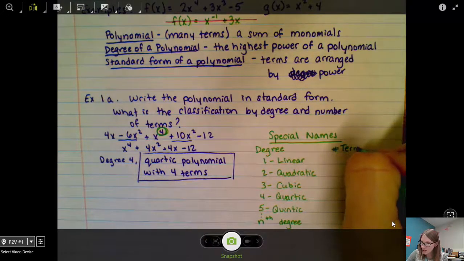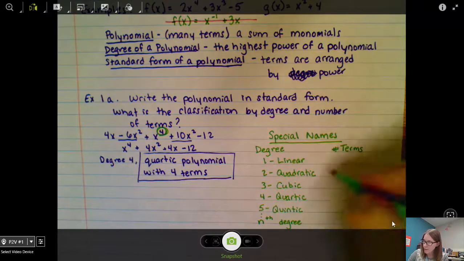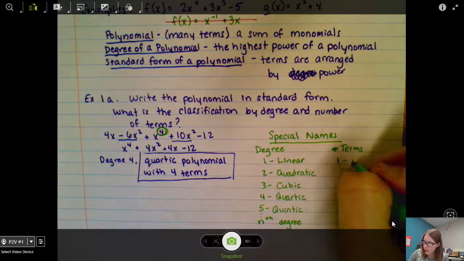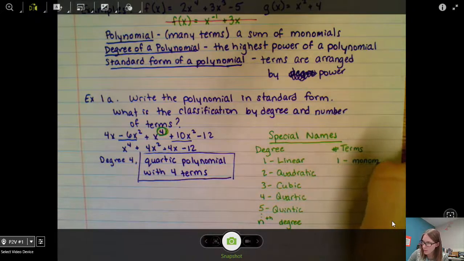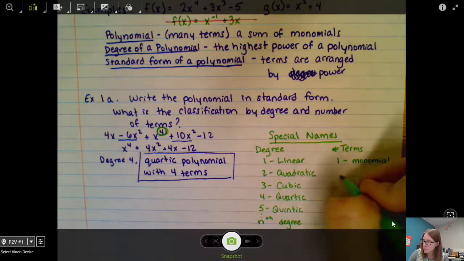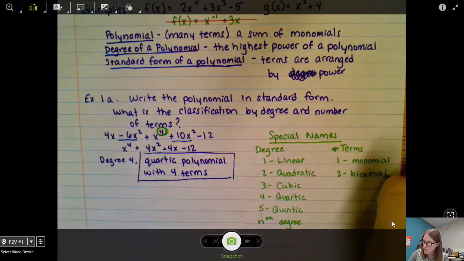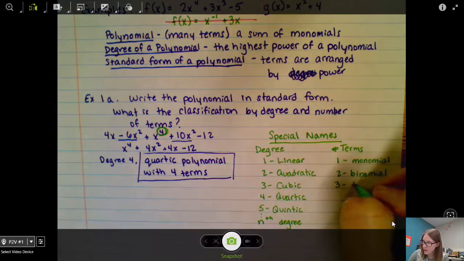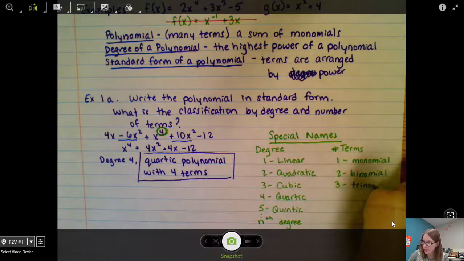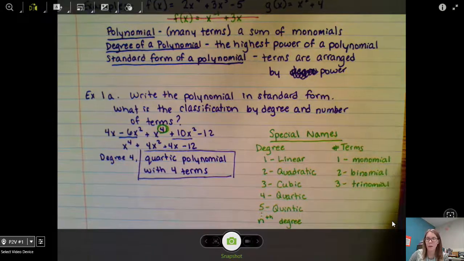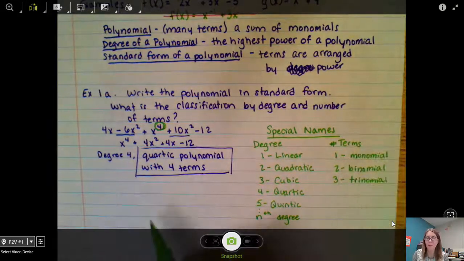So 6th degree polynomial, 7th degree polynomial, and so on. We also have a couple special names for the number of terms. If you have 1 term, it's a monomial. 2 terms is binomial. 3 terms is a trinomial. And then after that, again, it's polynomial with 4 terms here, polynomial with 5 terms, and so on.